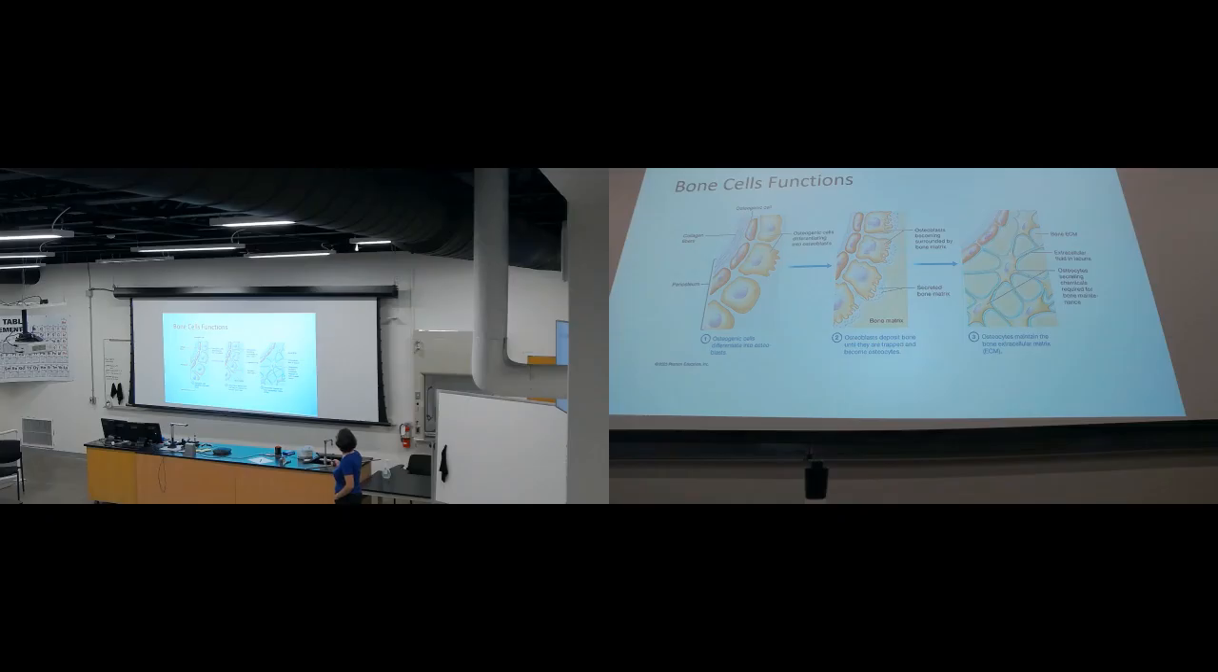The osteocytes, now look how they change the shape. So these ones were cuboidal, and then they extend their cytoplasmic extensions to secrete bone matrix, to calcify the collagen fibers, and then they become entrapped in this matrix, and then they become star shaped. So these are the osteocytes.